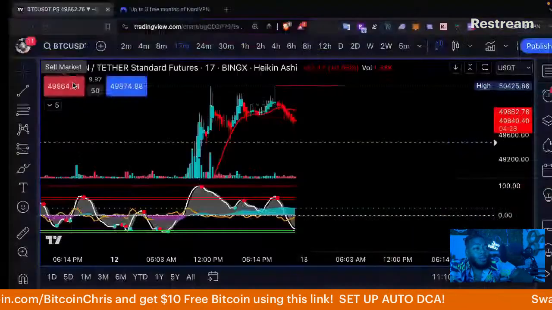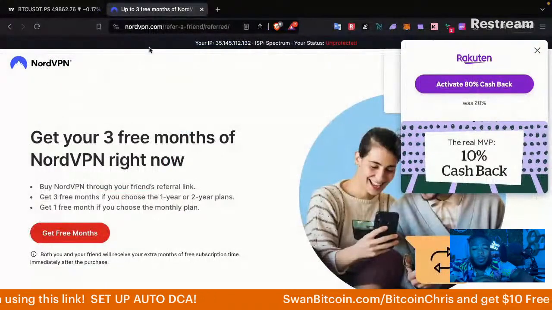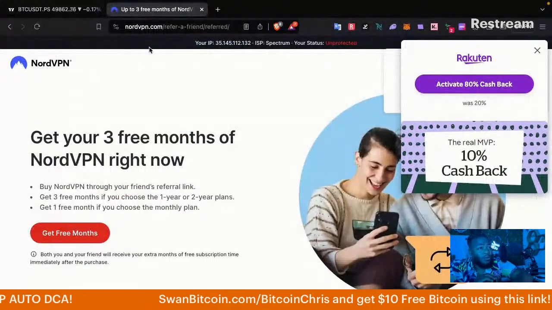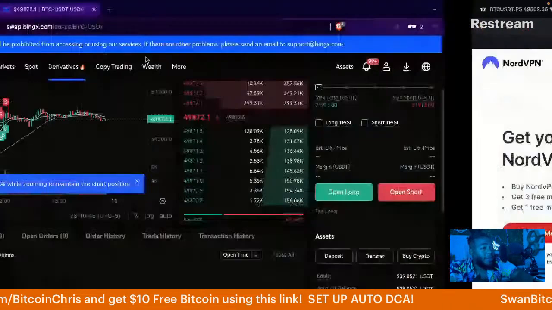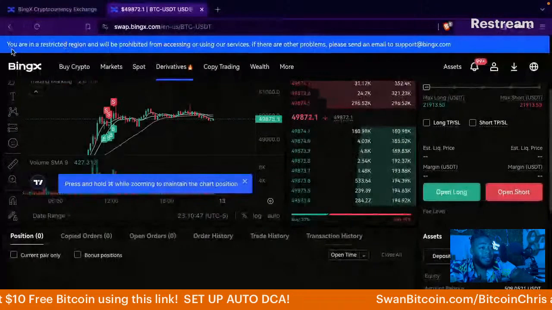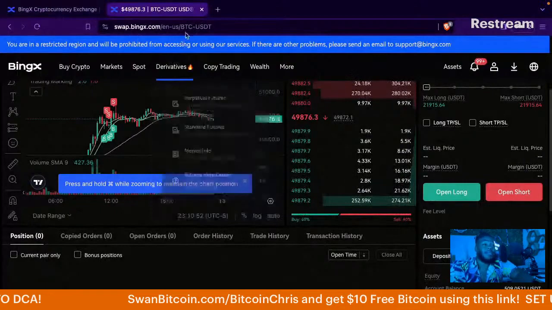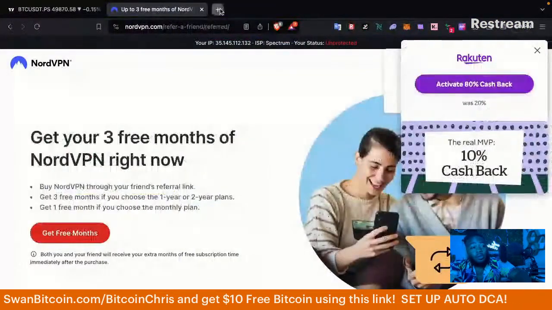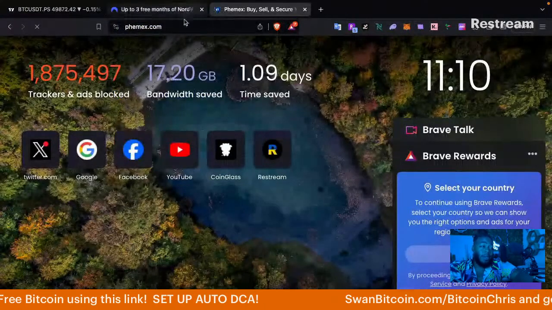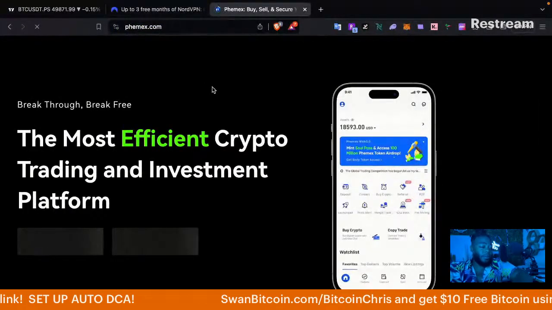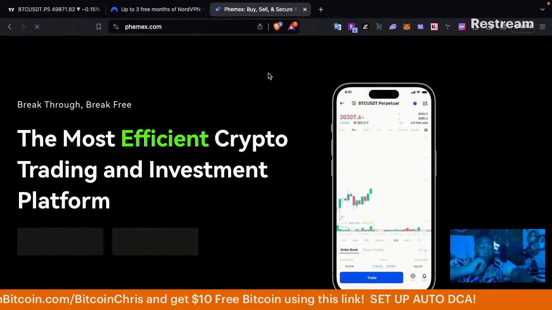First and foremost, if you're going to be trading on BingX, you need to download NordVPN. NordVPN will allow you to trade on platforms that are restricted in the United States. If not, you'll get the sign that says you're restricted in this region, and you will not be able to trade. So here is the workaround. Also, you can go to fimex.com. They allow you to trade in the US without needing a VPN. So if you want to trade there, do so as well.